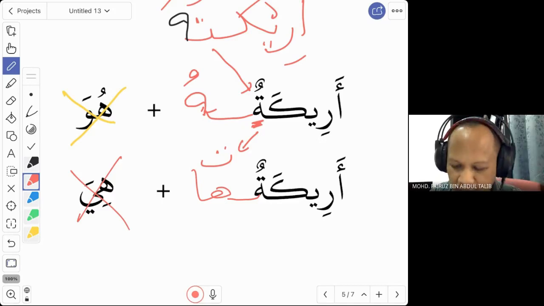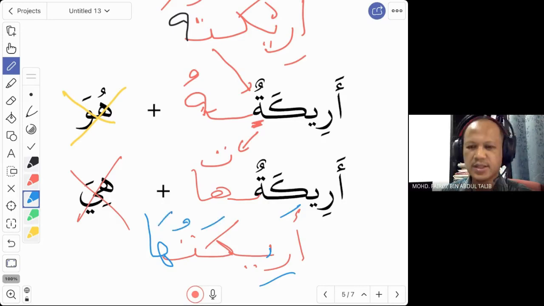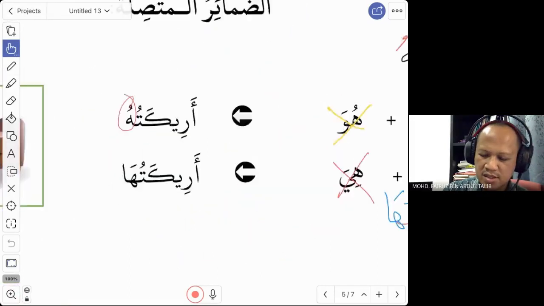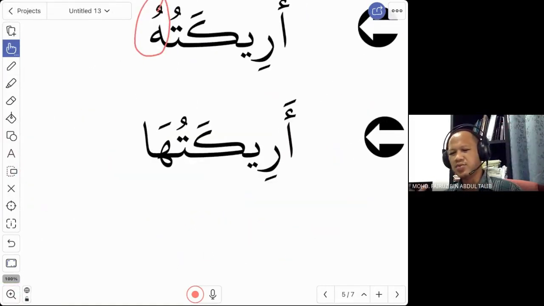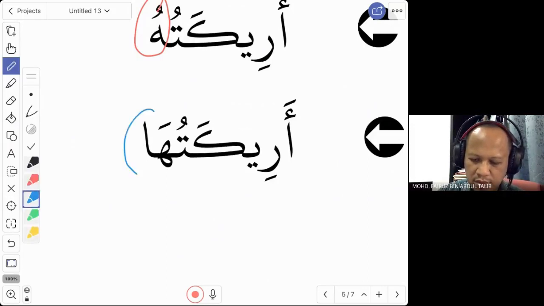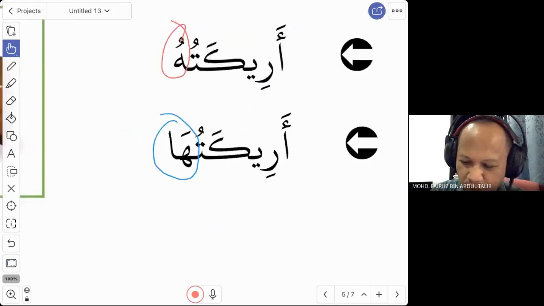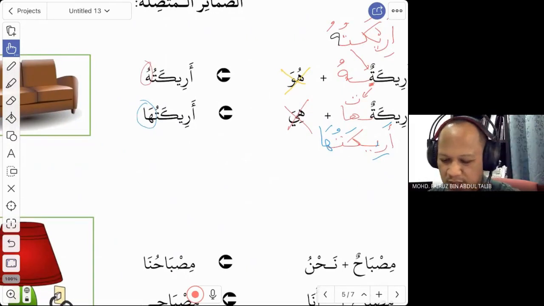Arikatuha. Sahih. Arikatuha, good. This is arikatu, and of course, ha. You just connect to the word ha. Arikatuha, yes, that is how you say her sofa. This is how you combine the two words. Arikatu, ha, her sofa. And this is your dhamir muttasil. Ha, her. Okay, good. That is for huwa and hiya, where we replace it with his and her.